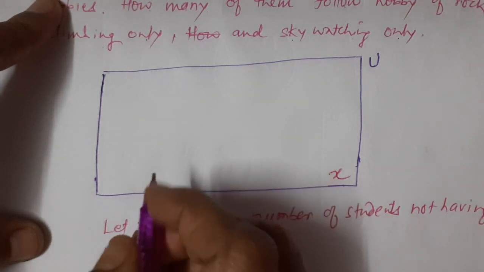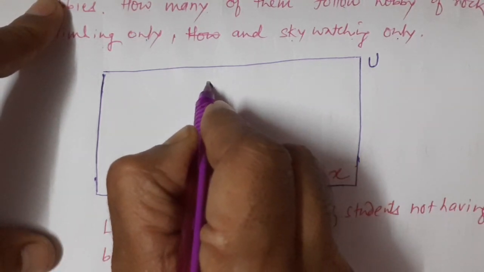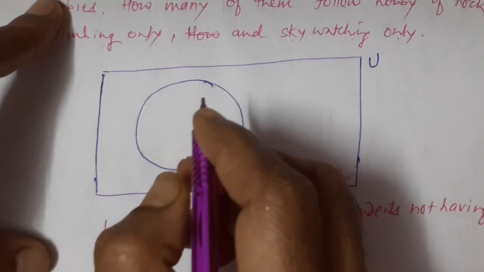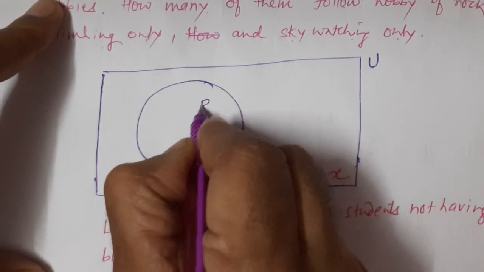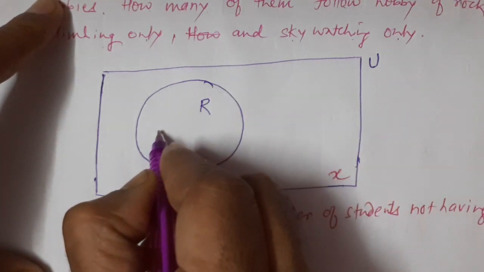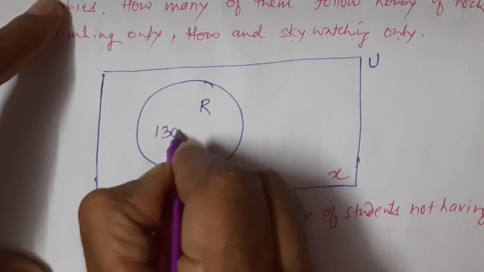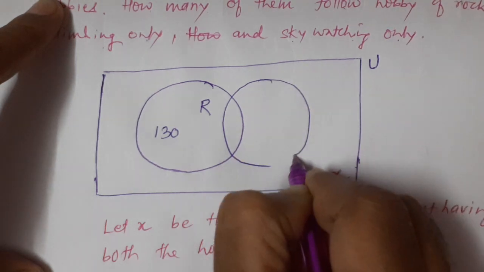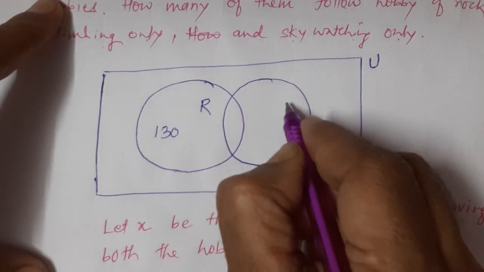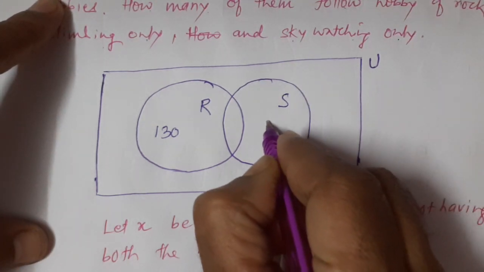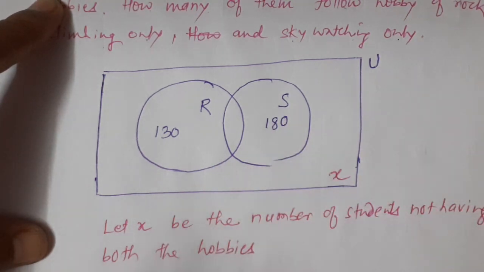So I am drawing the two sets. Those who have confirmed their hobby as rock climbing, how many are there? Rock climbing, I am representing that set as R, and the rock climbing students are 130. And another set I am drawing is sky watching. I am representing this sky watching with S. This has 180. Suppose it is given that 180 students inform about their hobby.